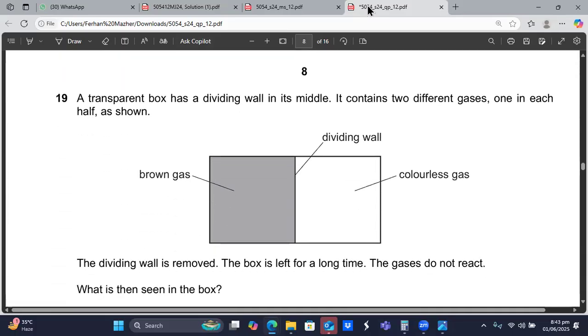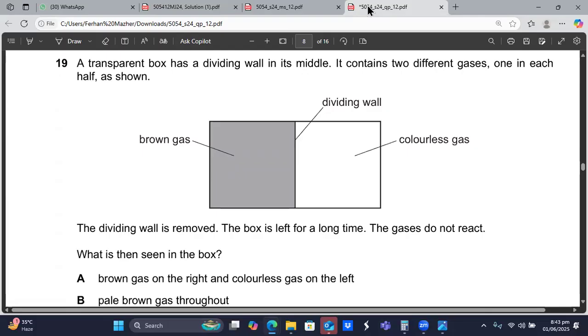Okay, question number 19 is coming up on your screen. Here we have a transparent box with a dividing wall in its middle. It contains two different gases, one in each half, as shown. So here we have a dividing wall. Here we have a colorless gas. Here we have a brown gas. It's some kind of box which is transparent.